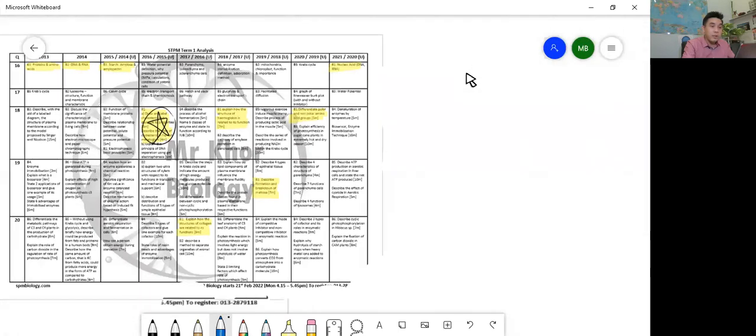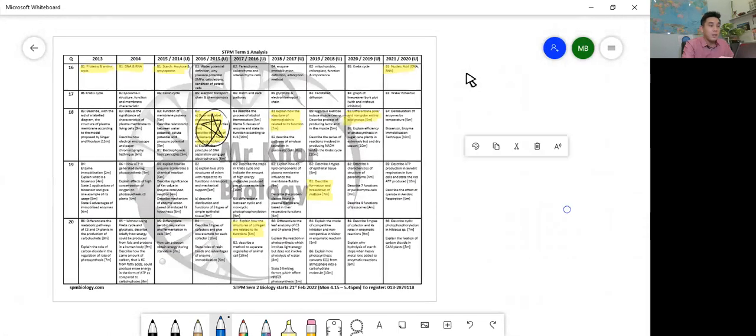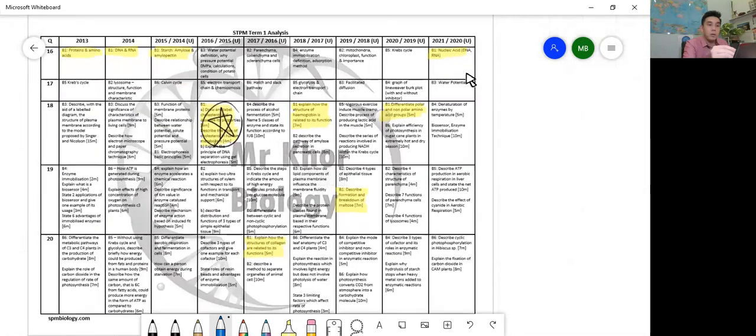Okay, guys, let's look at chapter two. Chapter two did not come out last year. I kid you not. Didn't ask. You can check. Nothing here.